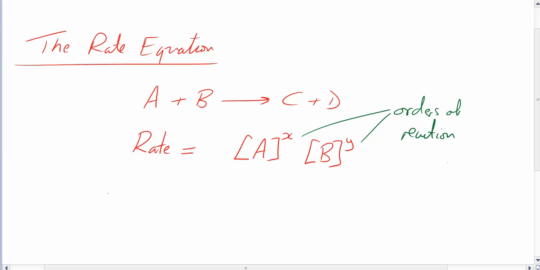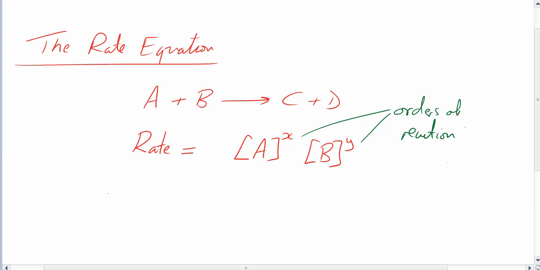Now, the values for these orders of reaction can be 0, 1, 2, possibly even 3. And for the syllabus that we have, we generally consider 0, 1 and 2. But potentially they could be partial, they could be negative. The only way to find out is by experiment.